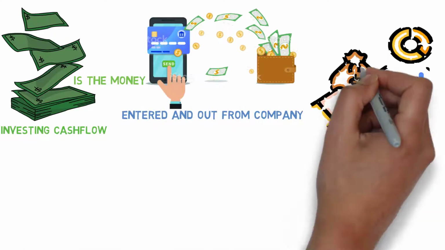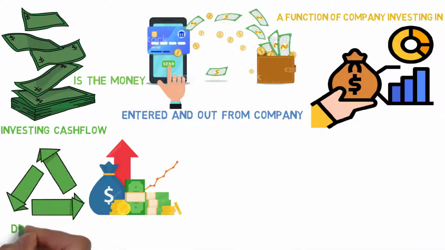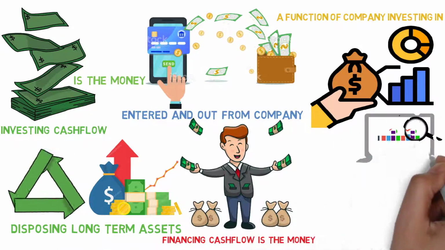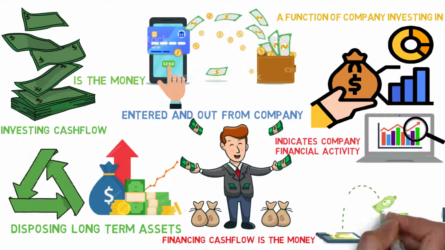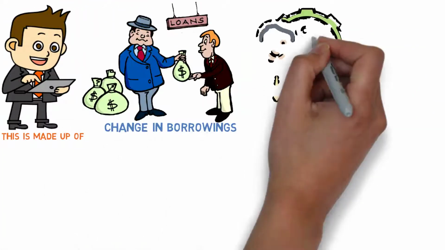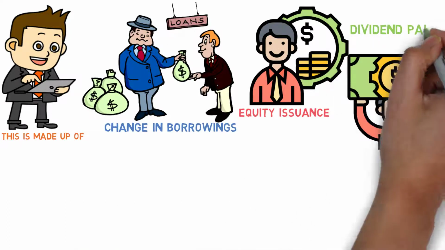Investing cash flow is the money that entered in and out of the company as a function of the company investing in or disposing of long-term assets. Lastly, financing cash flow is money that indicates the company's financing activity as in and outflow of money. This is made up of change in borrowing, equity issuances and dividends paid.